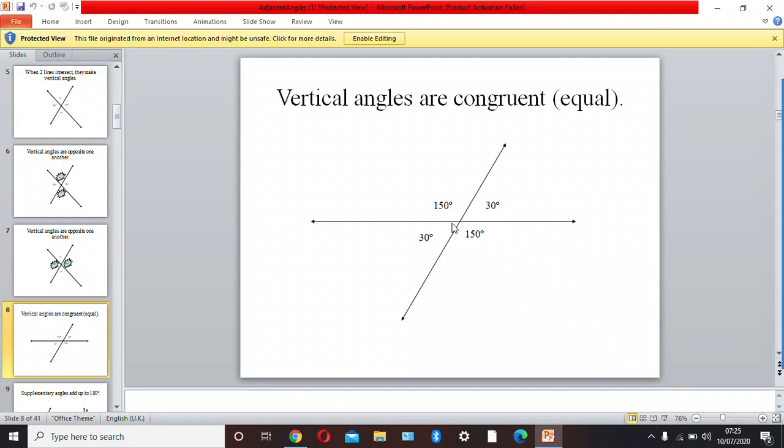Look at 30 degrees here, it is also equal to 30 degrees here. So vertically opposite angles are congruent, they are equal. Vertical angles are always equal.